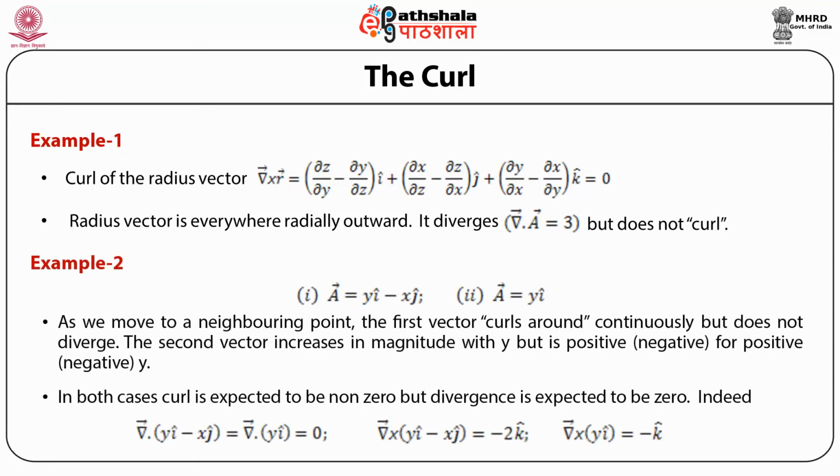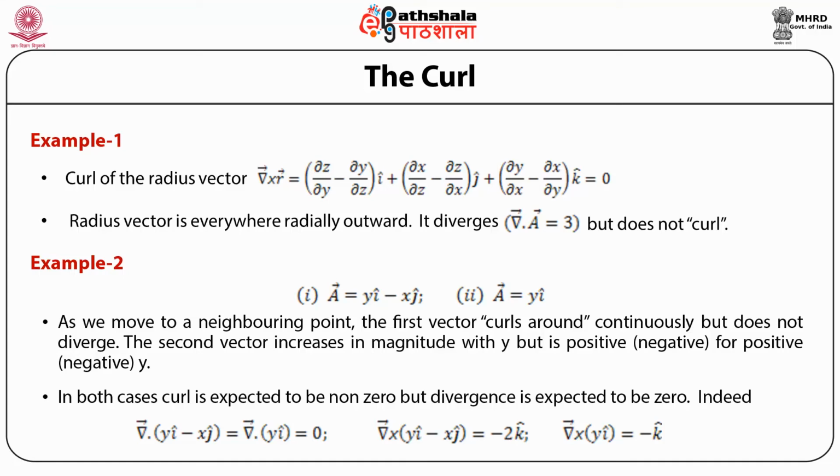Second example: A is equal to y i cap minus x j cap, and A vector is equal to y i cap. As we move to the neighboring point, the first vector curls around continuously but does not diverge. However, the second vector increases in magnitude with y, but is positive for positive y and negative for negative y.